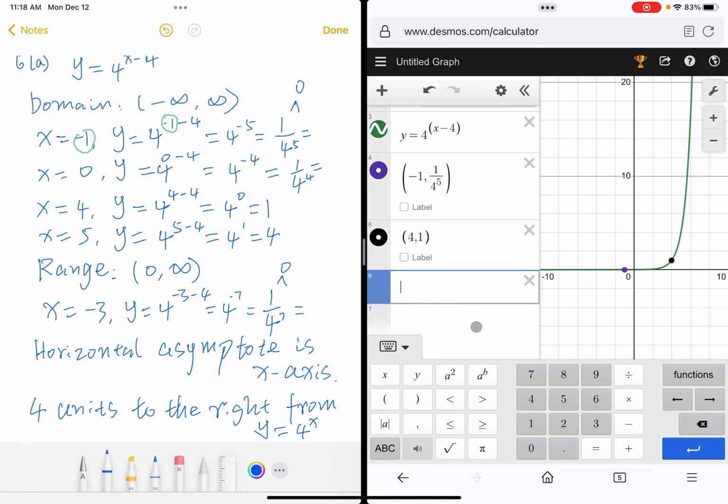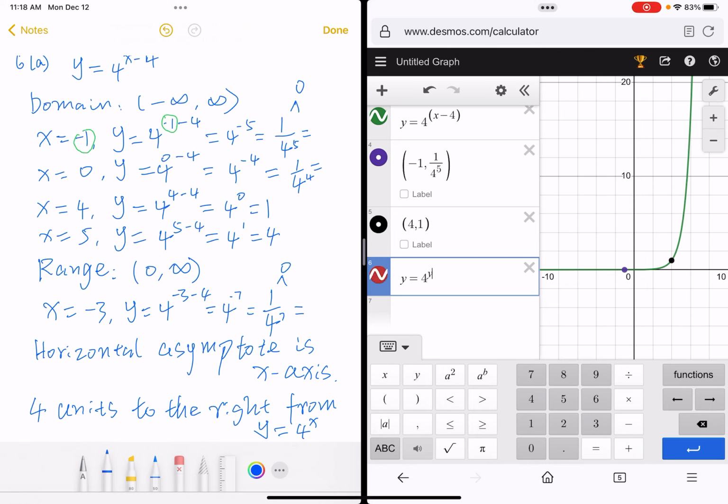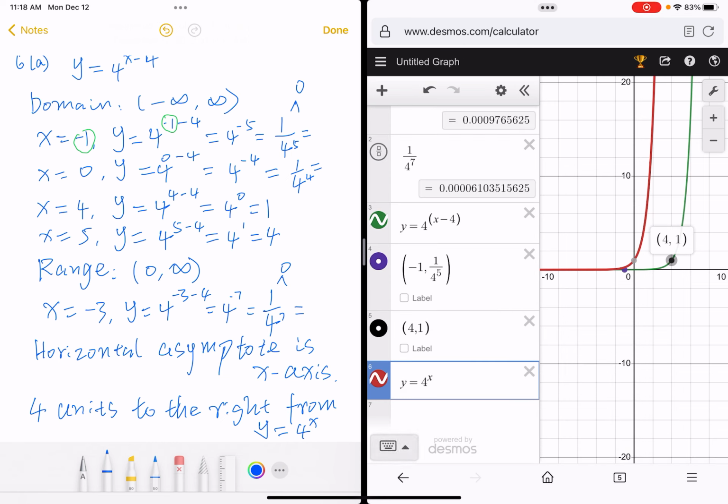But if you recall y equals 4 to the x, this is y. I want to put x here. Then you see that will be 0, 1, this point. This is 0, 1. So it's 4 units from 0, 1. Okay? So that is the picture for this function.